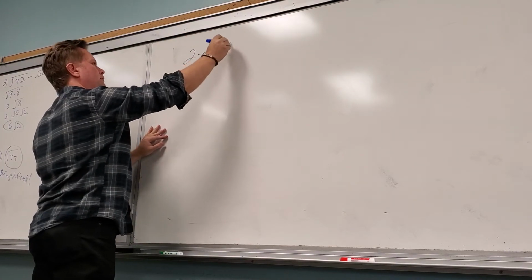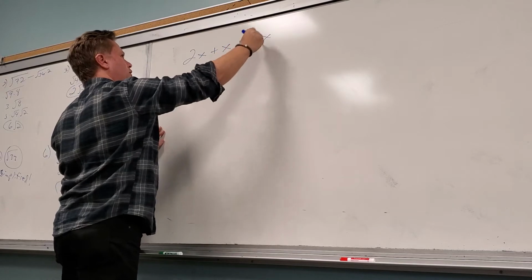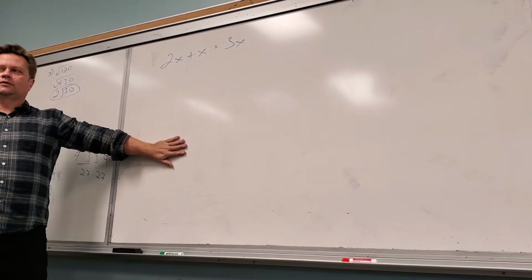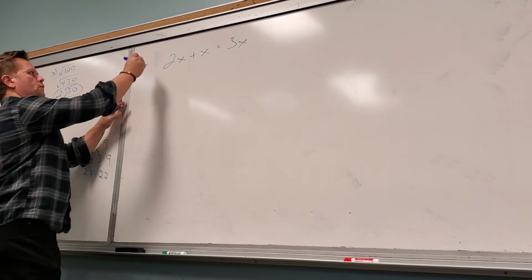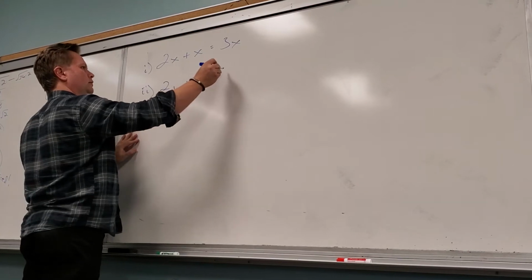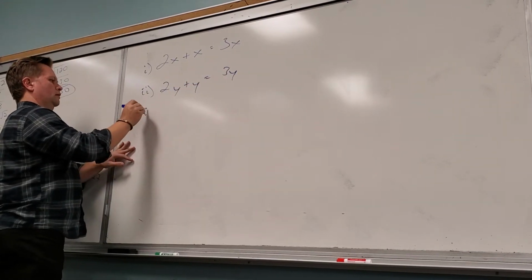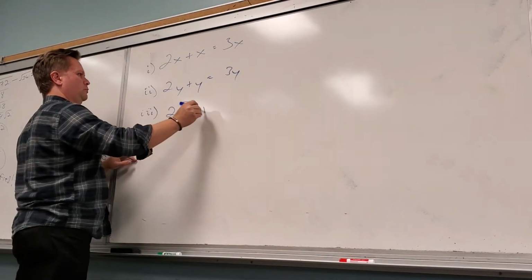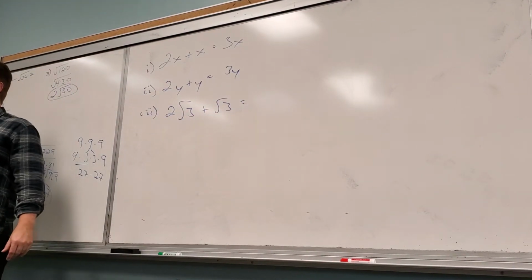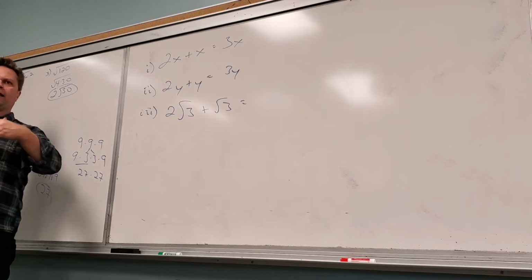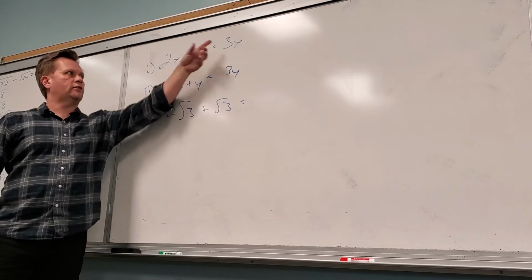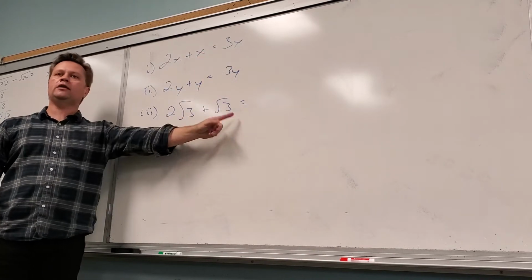Let me start with something really silly. What's 2x plus x? Did you say 3x or 4x? Okay. What's 2y plus y? So what's 2 rad 3 plus rad 3? 3 rad 3, I love it. Because what do I do when I'm adding coefficients? I'm collecting how many rad 3s, how many y's, how many x's. Well, I got 3 x's, 3 y's, and I got 3 rad 3s.